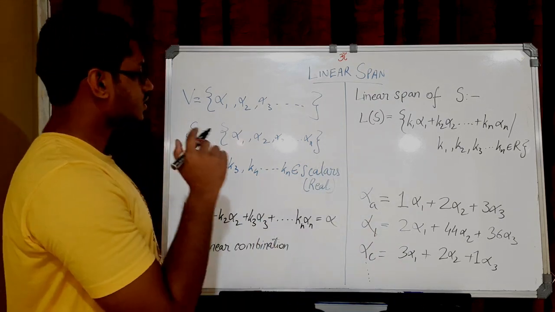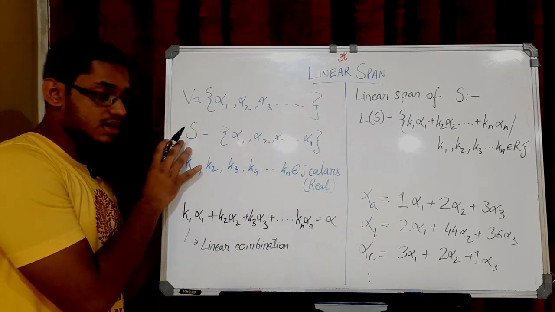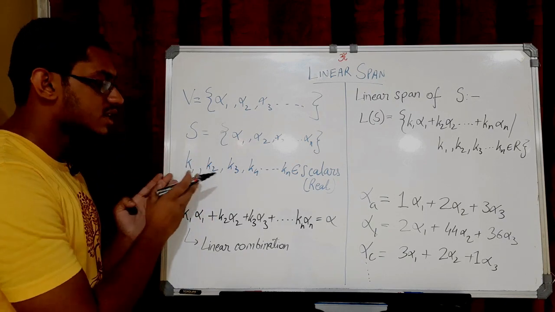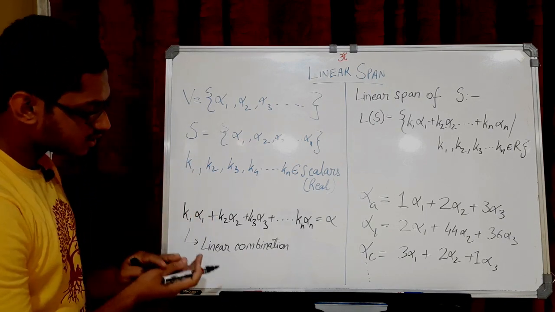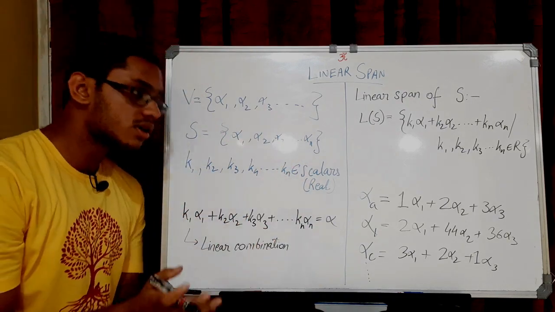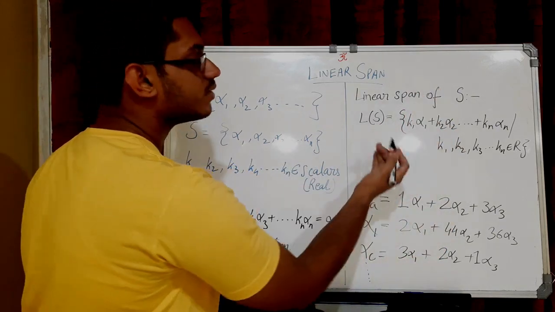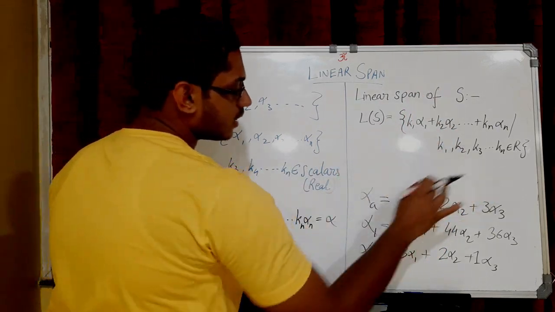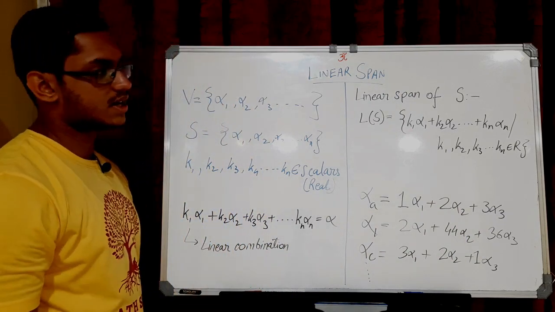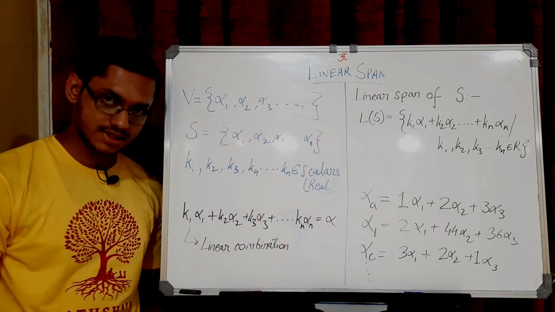So understood. From vector space V, a subset S comes. Using that and some scalars we can combine to make a linear combination. The set of all the possible linear combinations is the linear span of S. Infinite possibilities can arrive, and the set of all of that is the linear span of S.